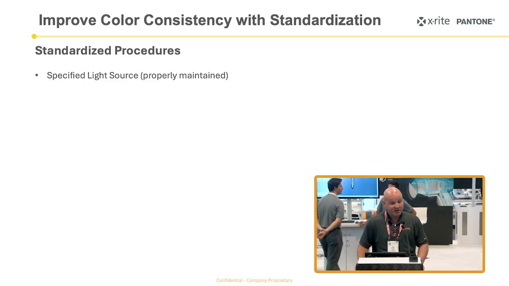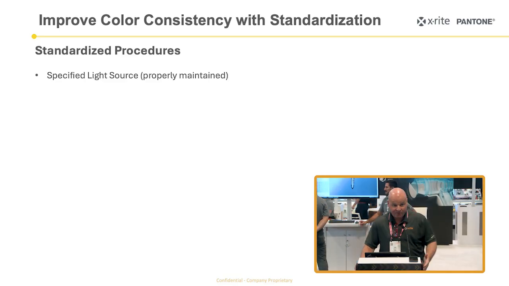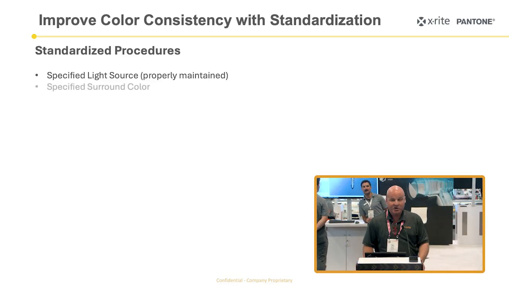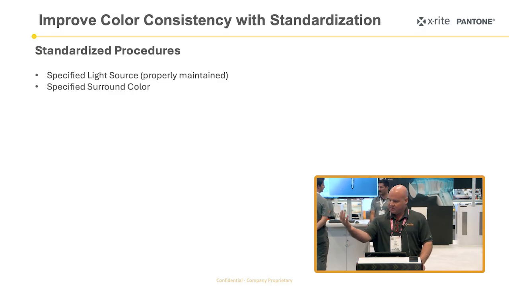Same thing here. Number one, you have to have your light box certified and make sure it's normal. Specified surround color: if you think of your eye as picking up energy, and I'm holding a red color here, I cannot take out all the energy that's getting to the back of my eye. It's going to change what I'm seeing. So in a light box, you have a neutral gray, so it's not affecting the color that you're seeing.